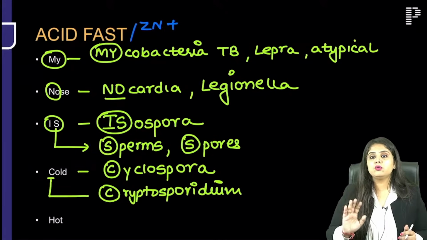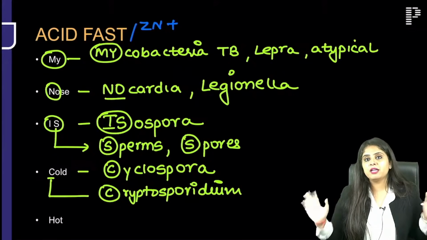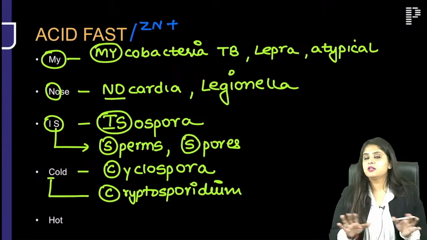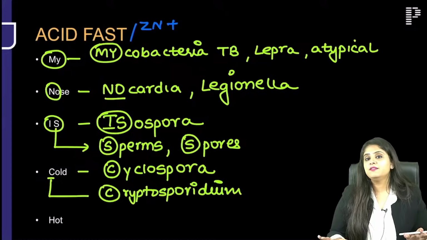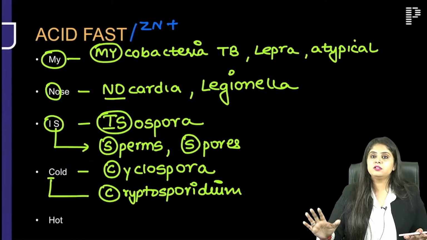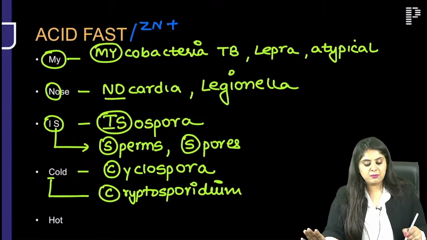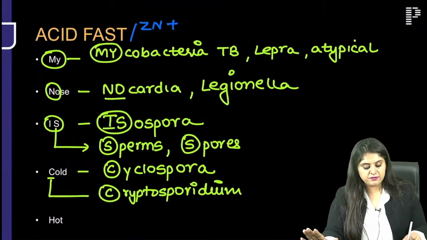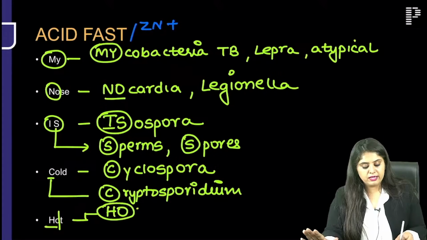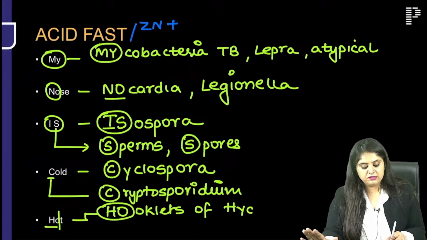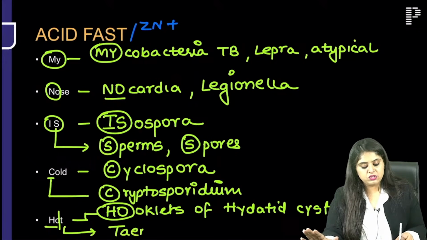I am not teaching you only one chapter, I am teaching you entire microbiology. Once you study this list, after that you will not have to study it anywhere else in the subject. For full 8 months settled. After this, no need to study it again. ZN stain we know. So my nose is cold and hot. Finally coming to the last, HO. HO for hooklets of hydatid. Hooklets of hydatid cyst are going to be ZN stain positive, and T for Taenia saginata egg.